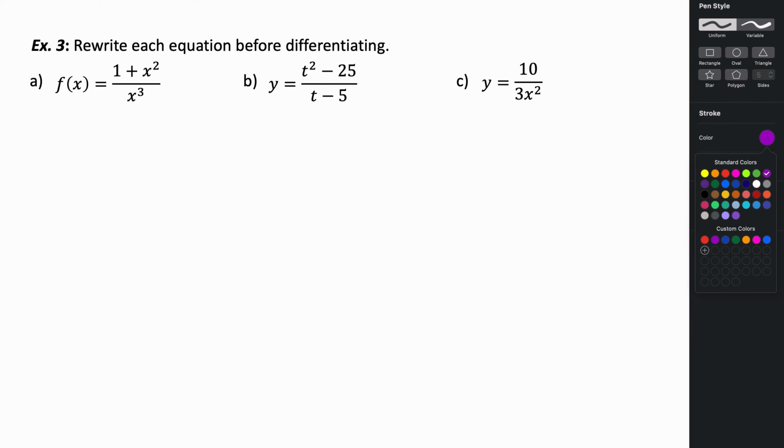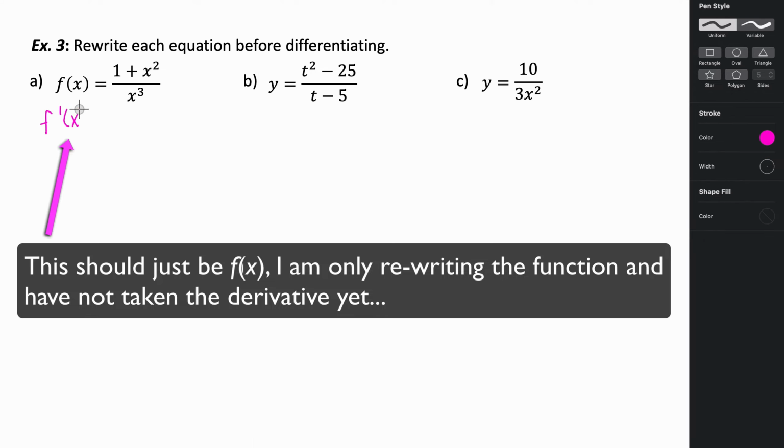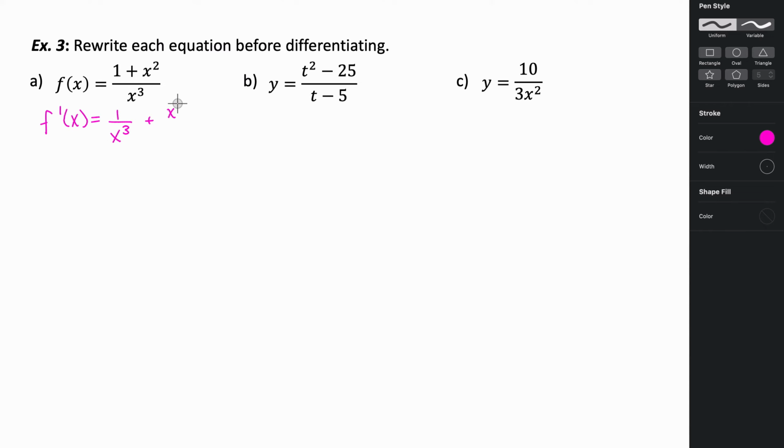Sometimes when we're trying to take the derivative, we need to rewrite an expression before we can differentiate it. So I'm going to rewrite this as a sum of two terms with x cubed in the denominator. So I have f prime of x equals 1 over x cubed plus x squared over x cubed. This helps us because we can do some simplifying, right? x squared divided by x cubed would be 1 over x. And I'm actually going to rewrite this with some negative exponents because then I can just use the power rule to take the derivative here.